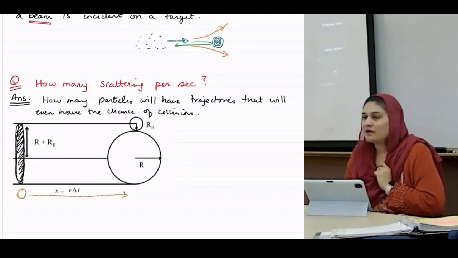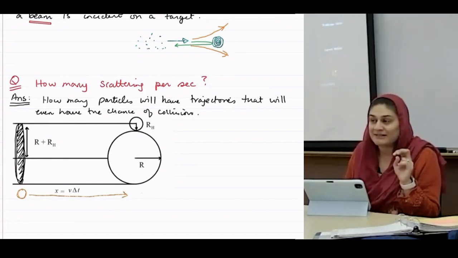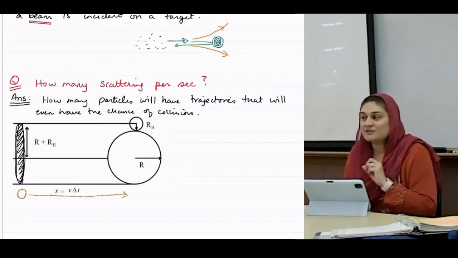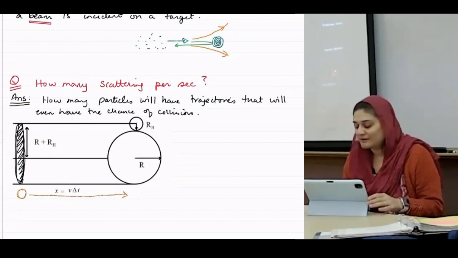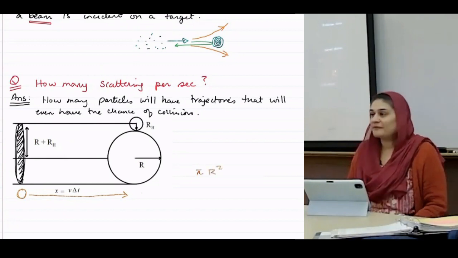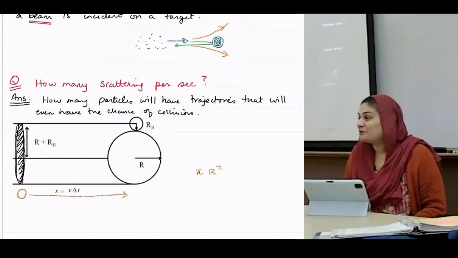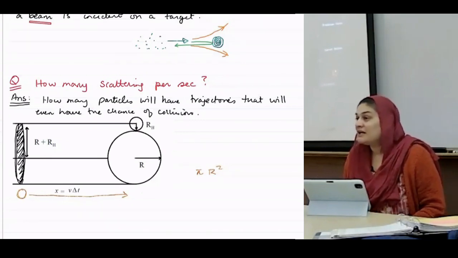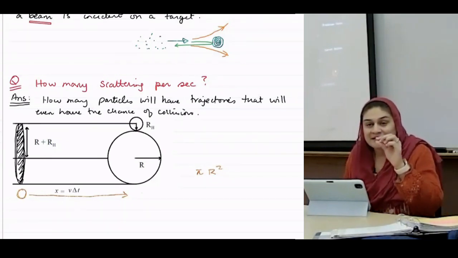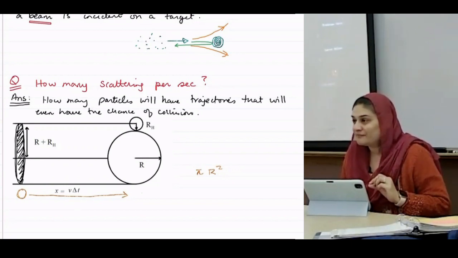What's the area of a circle? Pi r squared. So what should the cross section technically be for this collision to happen? Pi r squared. What r? The big R plus the little r. There we go. The big R plus the little r, right? If it is even a little bit beyond that, will the collision happen?